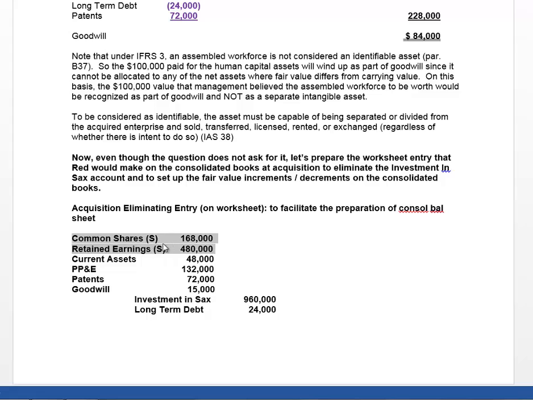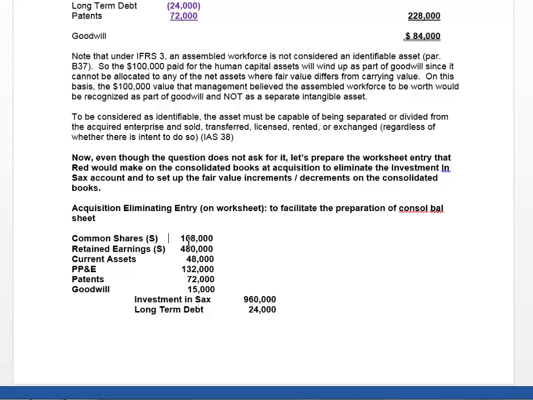So the idea here is that the only way we can eliminate the investment account is by adjusting on the consolidated statements so that we're only seeing the common shares and the retained earnings of Red, because the consolidated statements are being done for the benefit of the shareholders of Red. They don't care about shareholders of Saks. They don't care about the retained earnings of Saks.